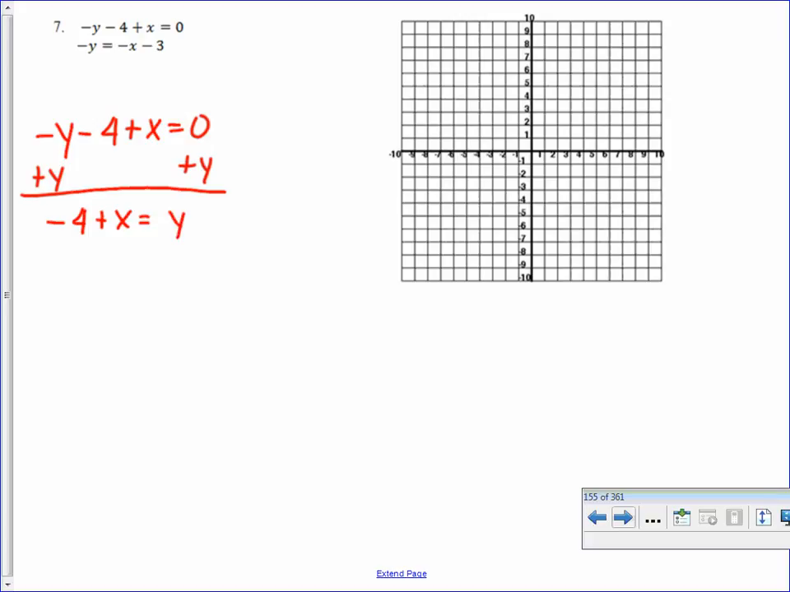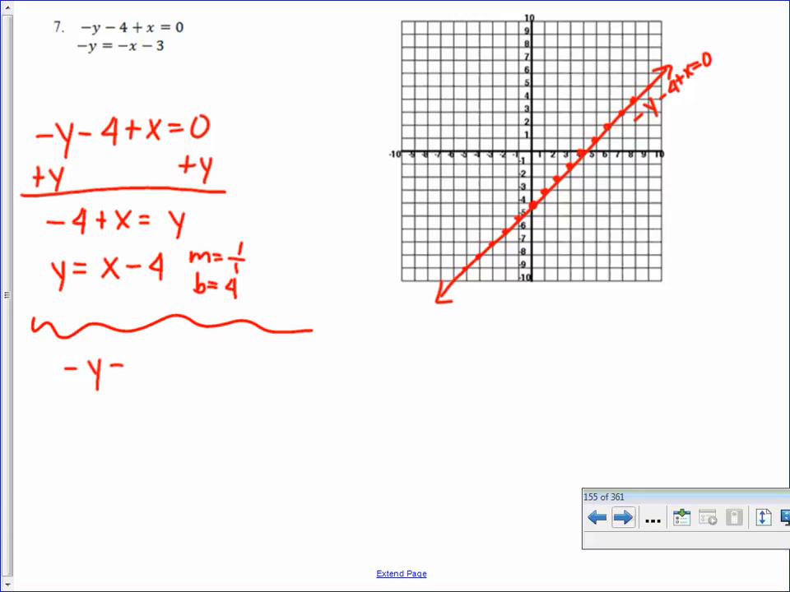Again, I can switch the order around. y is equal to x minus 4. It's the same exact thing. Here my slope is 1 over 1. My y-intercept is negative 4. When I go to graph that, I start at the negative 4, and I'm going up 1 to the right 1, up 1 to the right 1. I'm going to draw a nice straight line with arrows, and I'm going to write my original equation on that line. Okay, let's take a look at the next one.